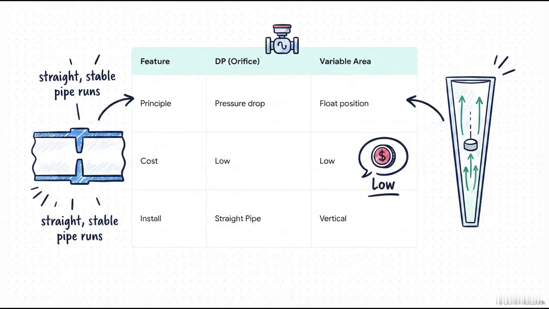Because of that, it absolutely requires straight, stable pipe runs both upstream and downstream, just to make sure the flow is stable before it hits the restriction. Now, instead of that, visualize drawing a tapered vertical tube with a little physical float inside it. That is your variable area meter. As the flow pushes up, the float rises. This means its installation rule is incredibly strict. It simply must be mounted vertically.